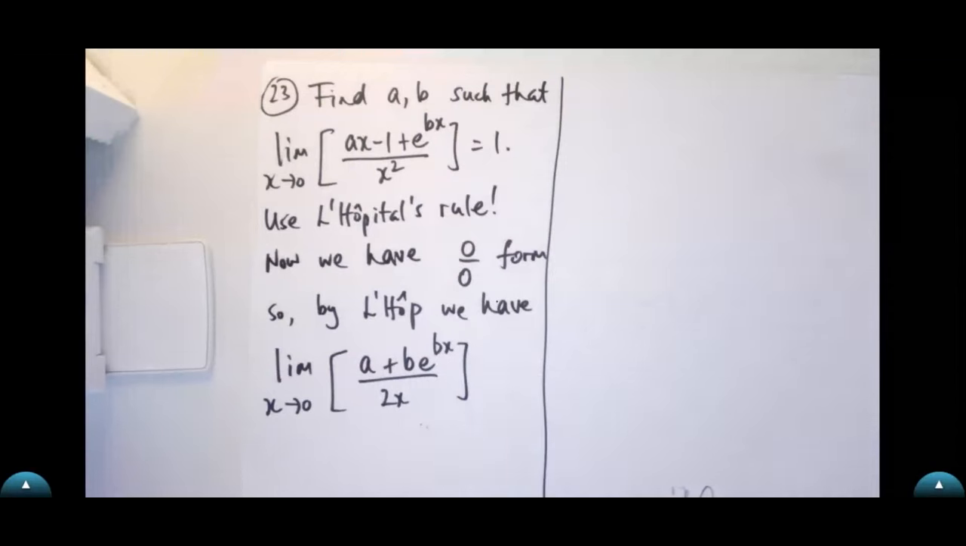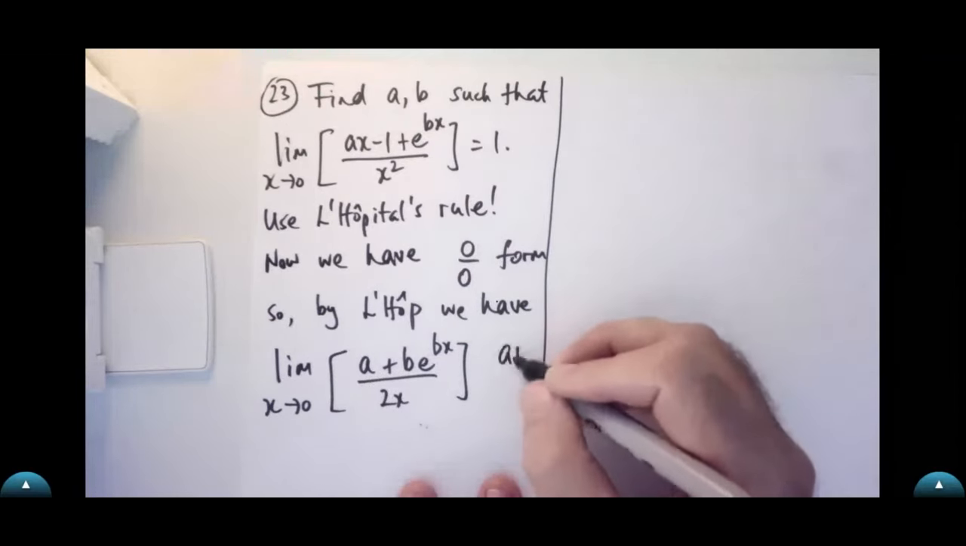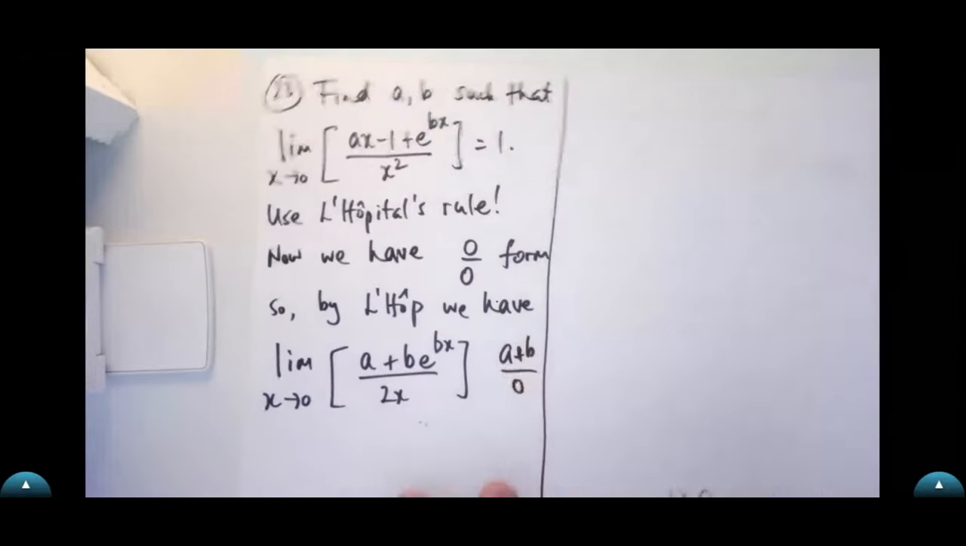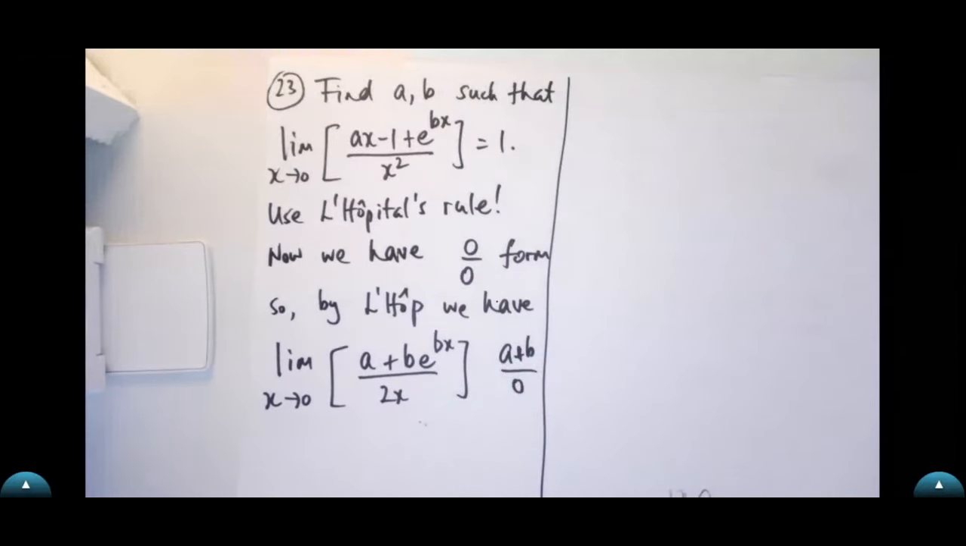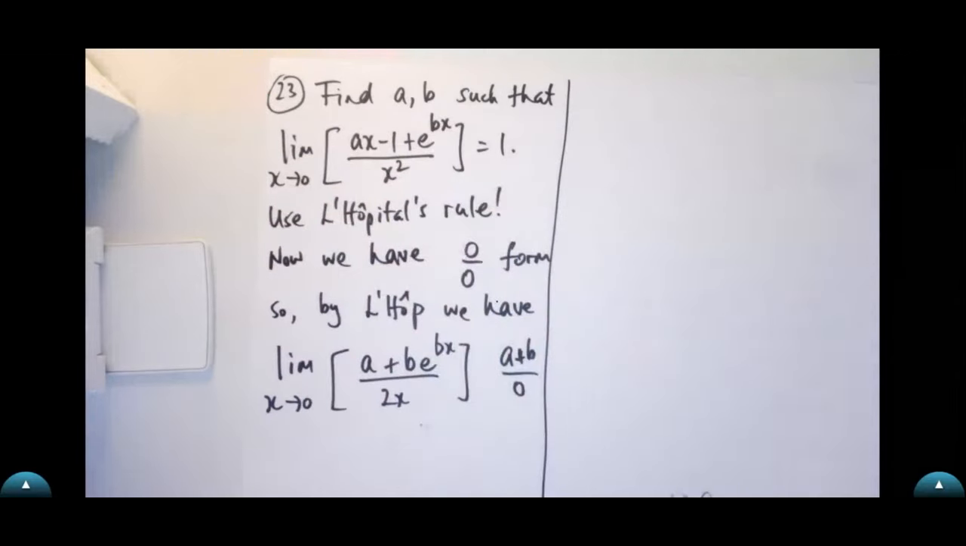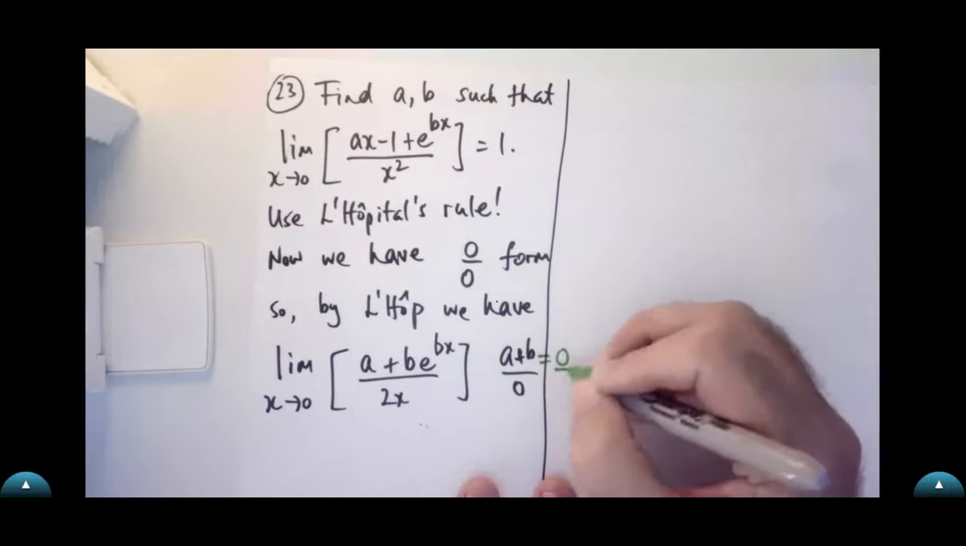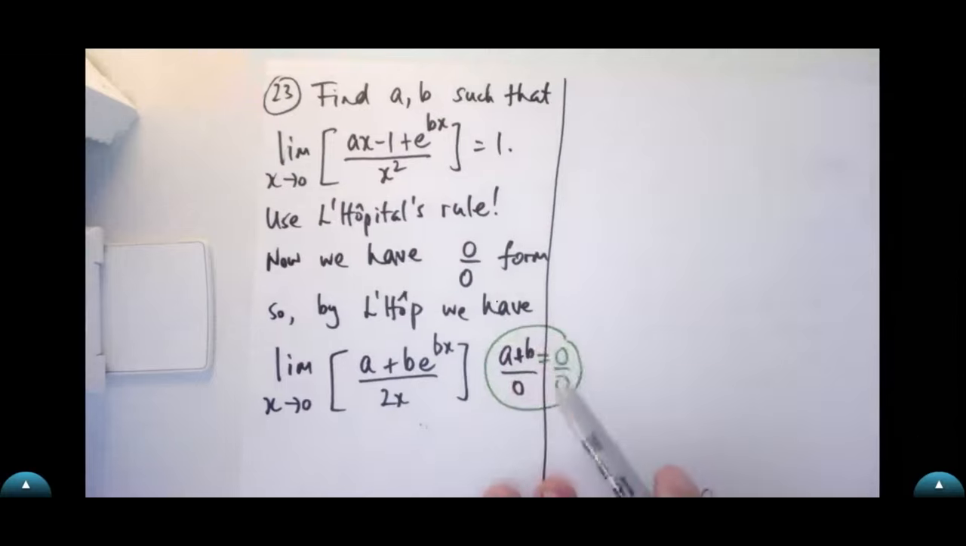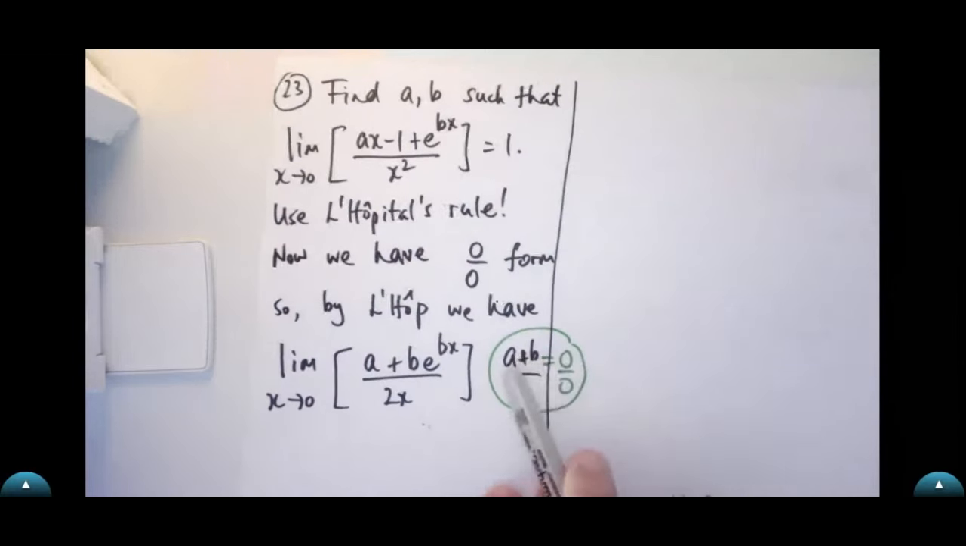Okay. So now if we put in x equals 0, I get a plus b all over 0. Well, we want to find the value of a. So what values of a and b force this limit to be equal to 1? Now, you can see that this will be an indeterminate form if a plus b equals 0.